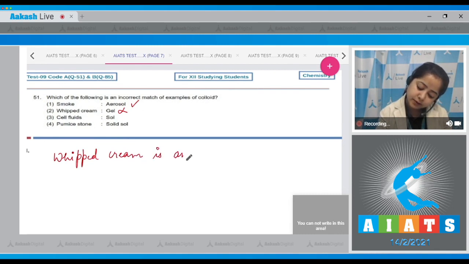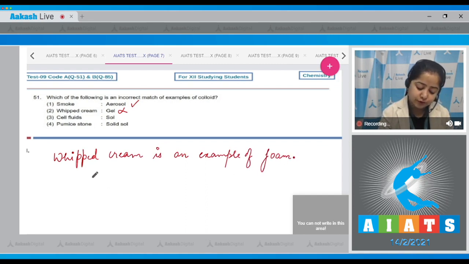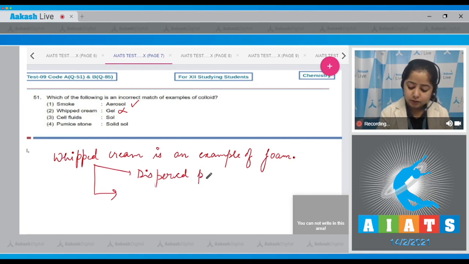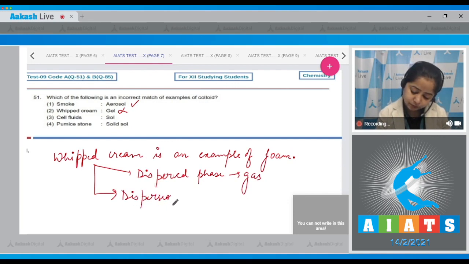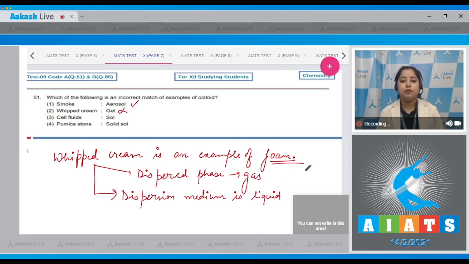is an example of foam. Student, also you need to know that for whipped cream, the dispersed phase, to help you memorize, the dispersed phase is gas and the dispersion medium is liquid. Therefore, it is an example of foam.